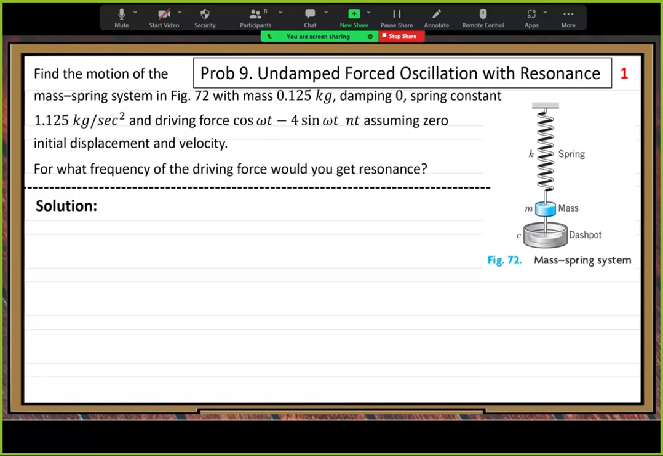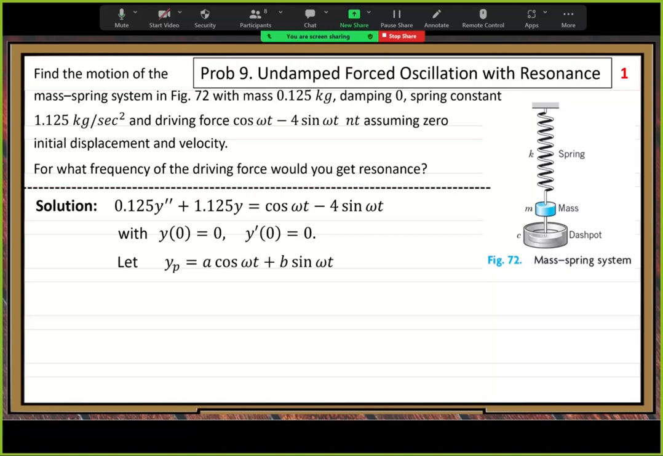Solution. The same equation, but we add omega. Right-hand side function, cosine, sine, with unknown omega. Which one would cause some severe problem? Let's see. Initial values.